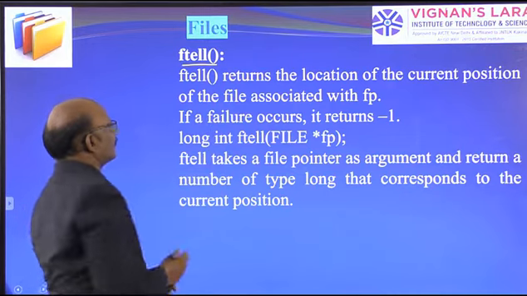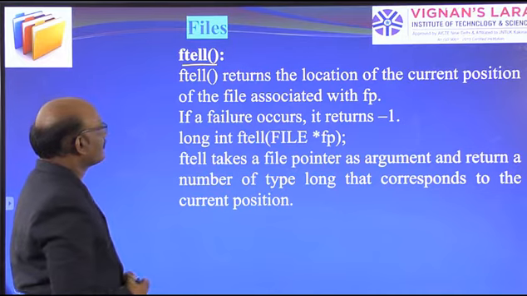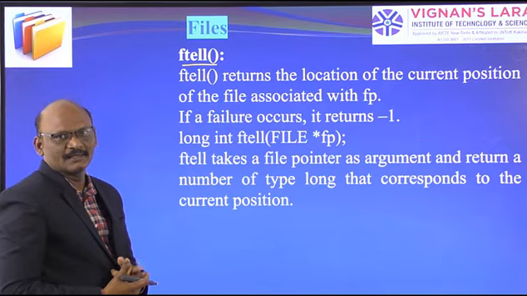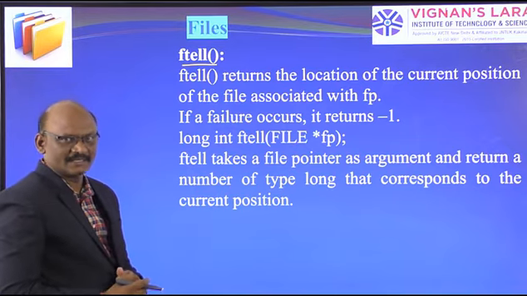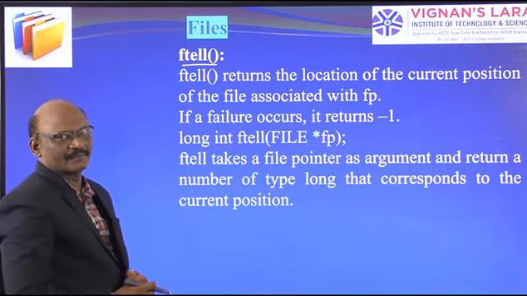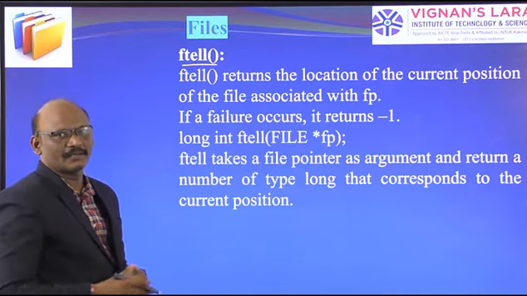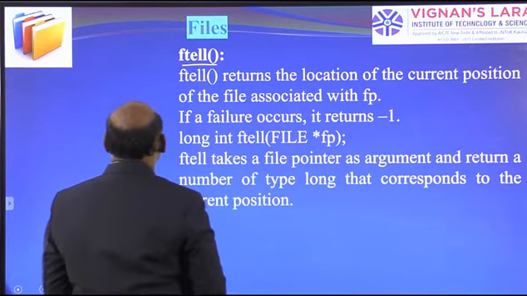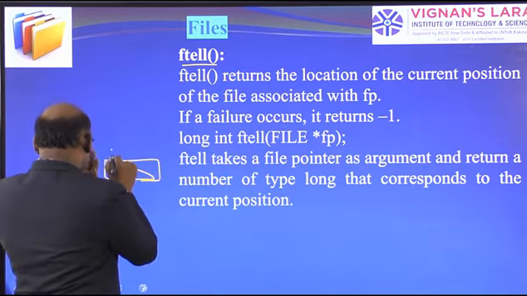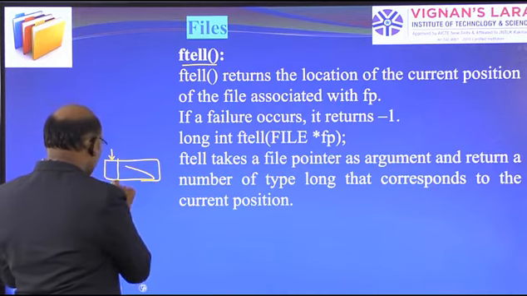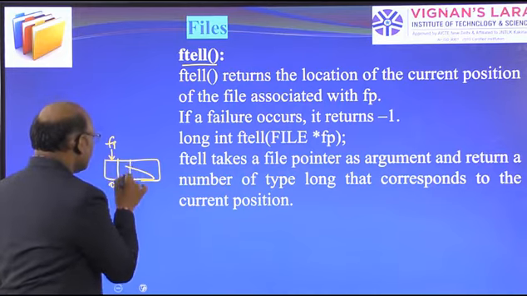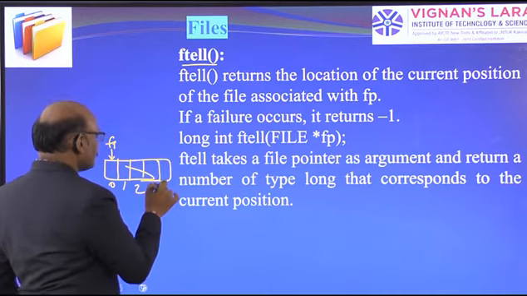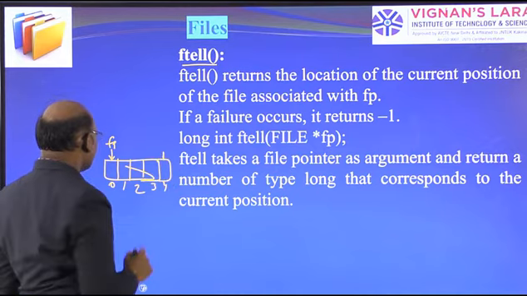Next, ftell. This returns the current position of the file pointer associated with the file. It tells the position of the file pointer, whether it is at the beginning, at the end, or in the middle. For example, the file pointer is at position 0, then 1, 2, 3 and so on. Suppose it is at the end.